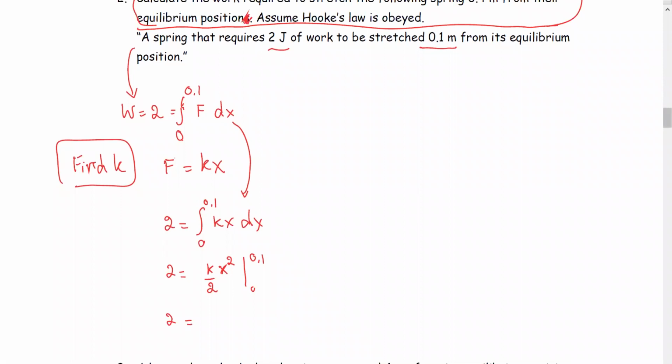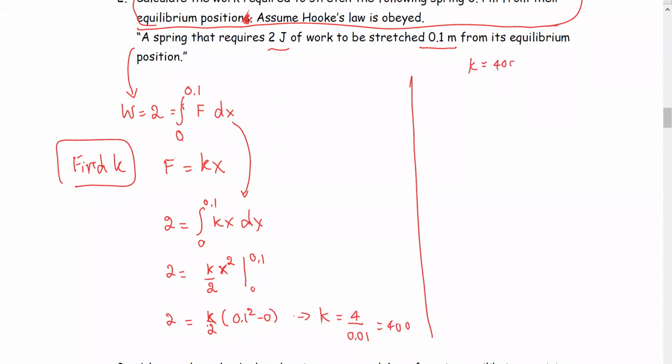So 2 equals K over 2 multiplied by 0.1 squared minus 0, and solve for K. We will get K as 2 times 2, which is 4, divided by 0.01, or 400. Now we get K equals 400 as the spring constant. Therefore, F would be K times x, or 400 times x.